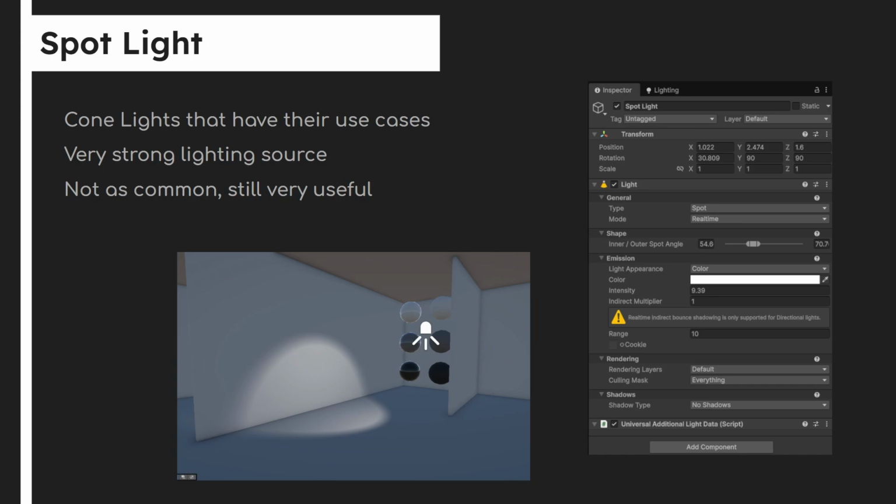We have the spotlight. Spotlights are very directional. It's like a cone that gets projected. They are very dramatic light sources, very strong. They're useful, but not as common as point lights or directional lights. And they're very fun to see the shadow cast from them. It's just very prominent, very flashy.